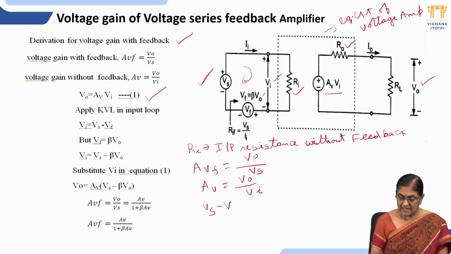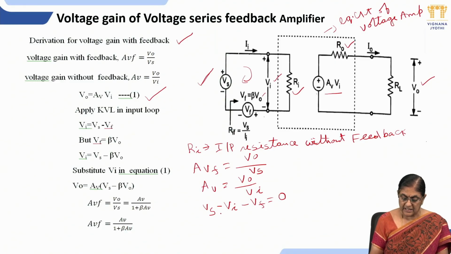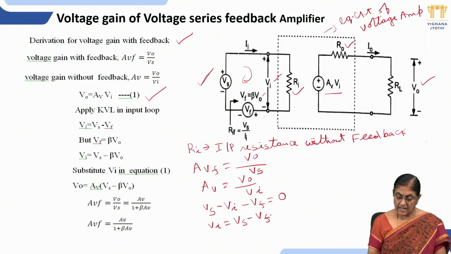Then that is minus Vi, and Vf polarity is also from positive to negative in clockwise direction. That is minus Vf is equals to 0. So from this, what did you get? Vi is equals to Vs minus Vf. But what is Vf? Vf is beta V0. Substitute Vf is equals to beta V0. Then Vi becomes Vs minus beta V0.